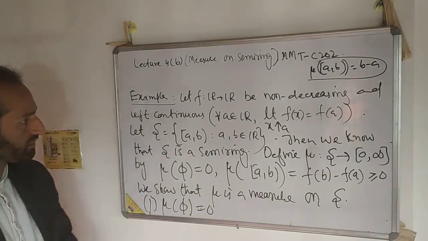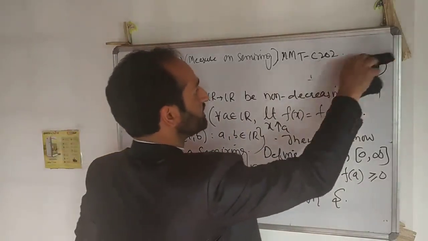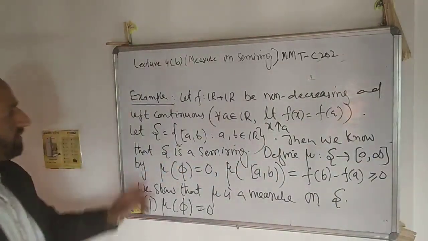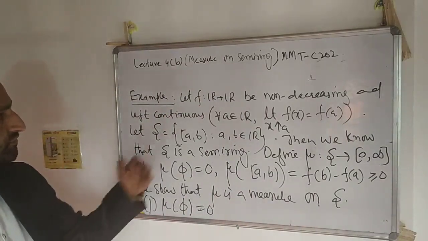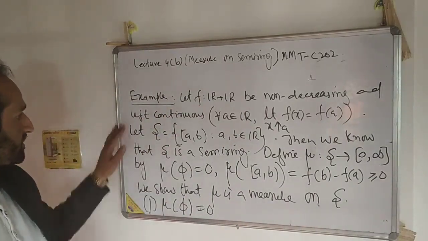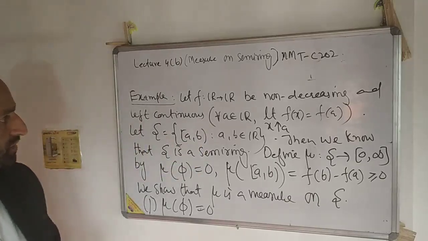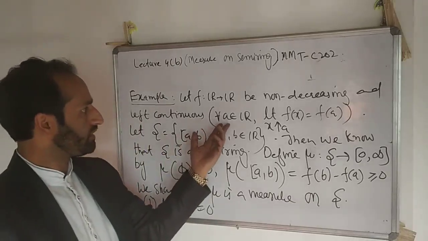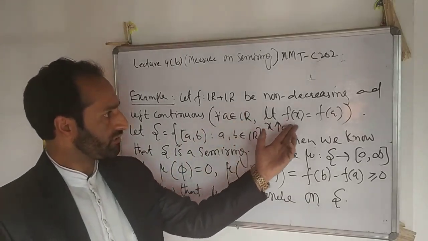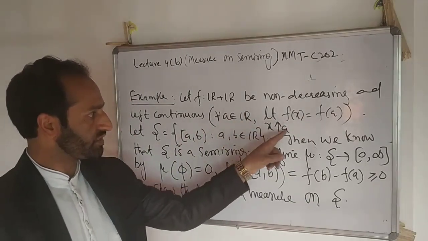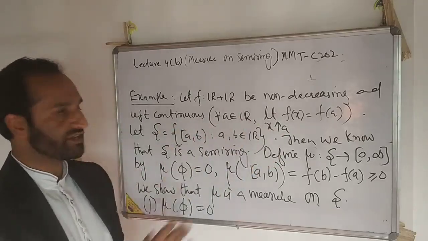So here we have f, a function from R to R, which is non-decreasing. In other words, it is an increasing function which is left continuous. Left continuous means it is left continuous at every point of R. So for all a belonging to R, the limit as x approaches a of f of x equals f of a. x approaching a from left to right is the left hand limit.